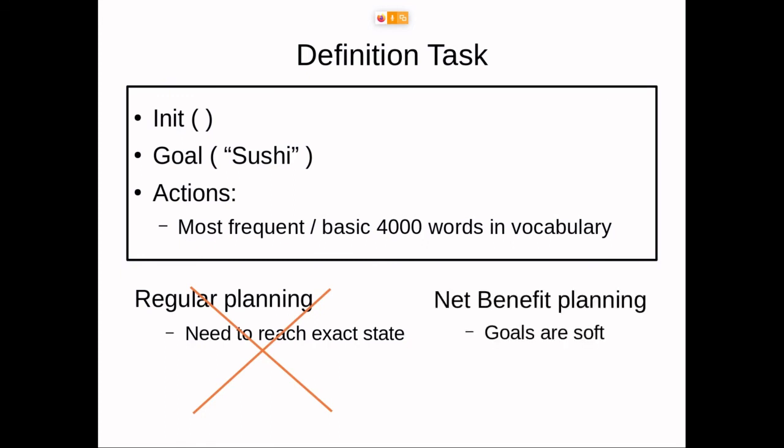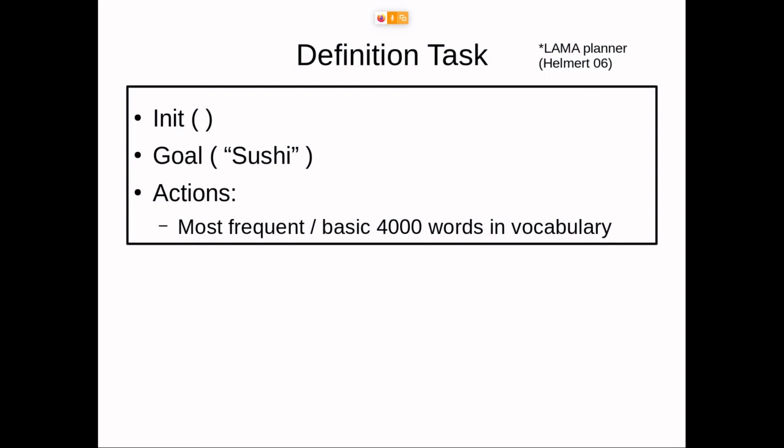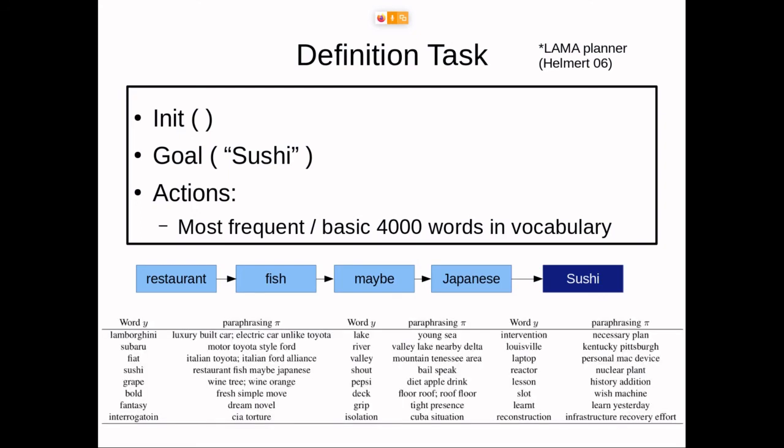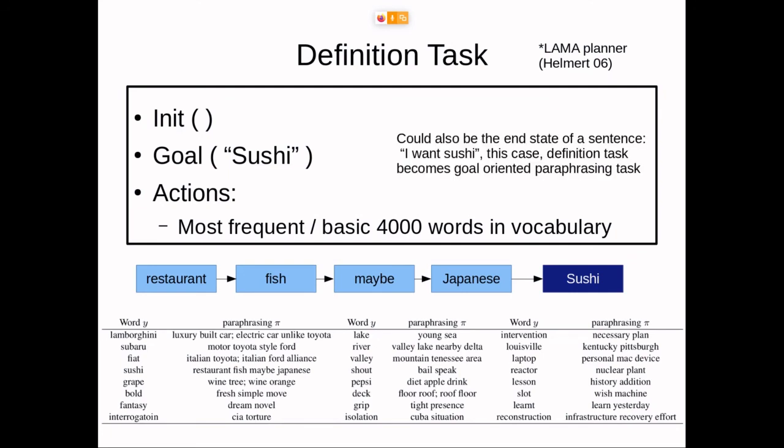So then we change to net benefit planning, where the goals are soft and constraints are easier to meet. So using Llama Planner, we actually obtained the sequence restaurant, fish, maybe Japanese as the definition, as the planning result for sushi. We also have some other examples here that you can look at.